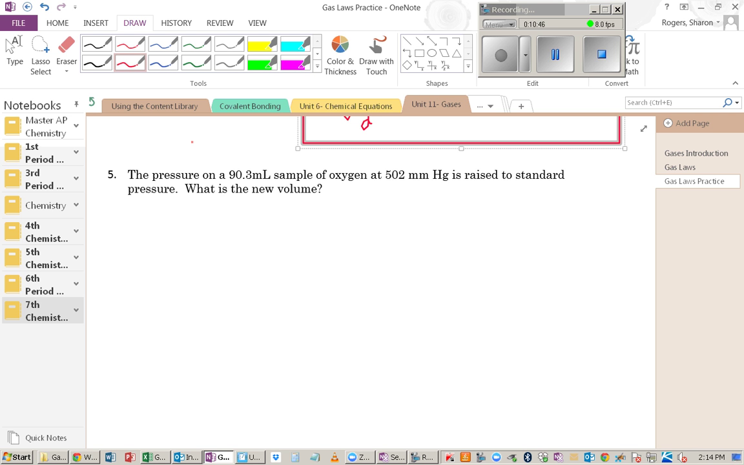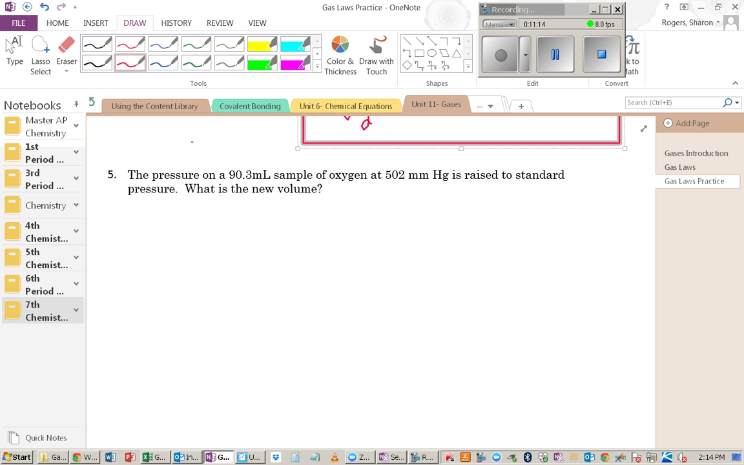The pressure on a 90.3 milliliter sample of oxygen at 502 mmHg is raised to a standard pressure. What is the new volume? Good. You ready to solve it now? That's right. All right, so number 5.